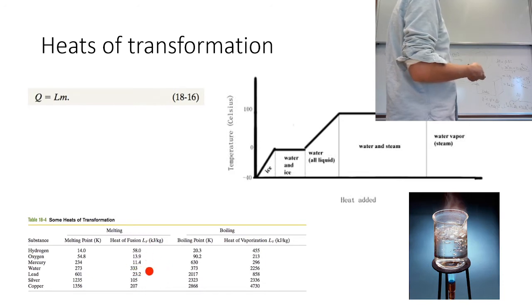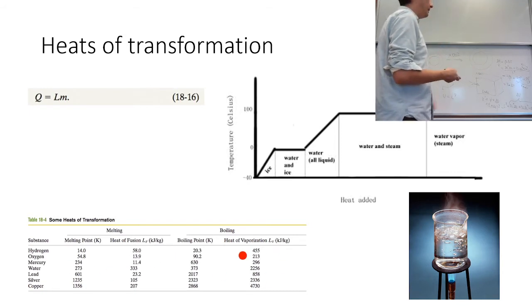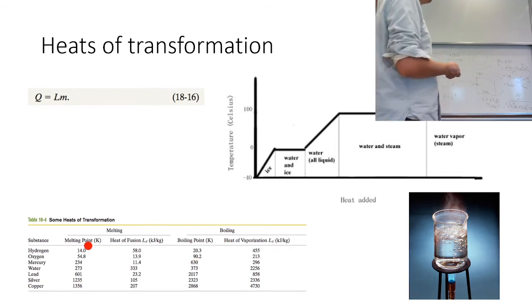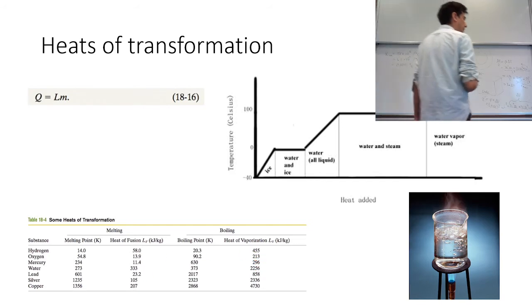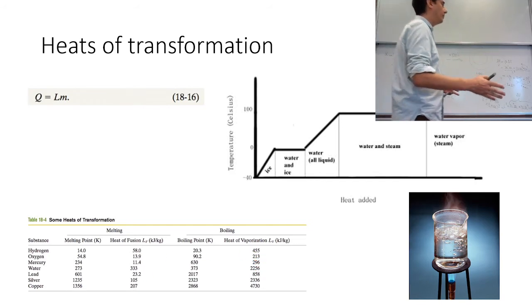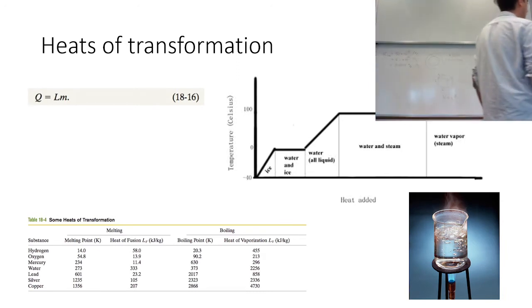So say water: heat of fusion means changing it from ice to liquid water. It takes 333 kilojoules per kilogram to change 1 kilogram of ice into 1 kilogram of water. Likewise here, it takes 2,200 kilojoules to turn 1 kilogram of water into 1 kilogram of steam.